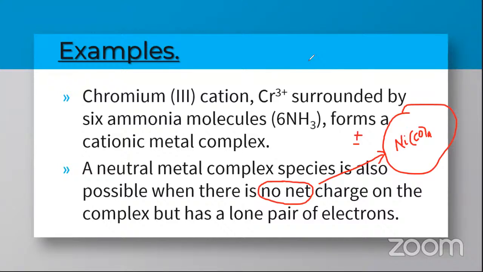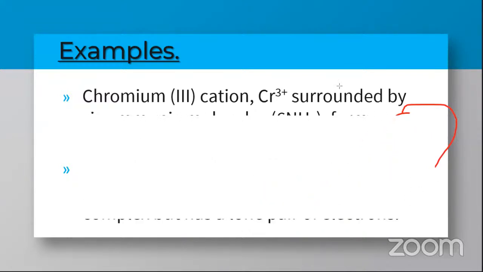Hilary is asking, how do we find the oxidation state when the compound has no overall charge? It means that if the compound has no overall charge, then its overall charge is zero. So assuming that we have the compound that I've just shown you, this is a neutral complex, and we are saying it has no overall charge.